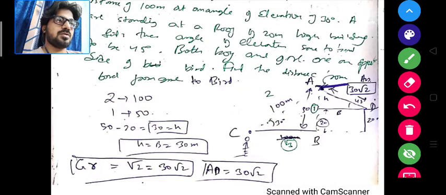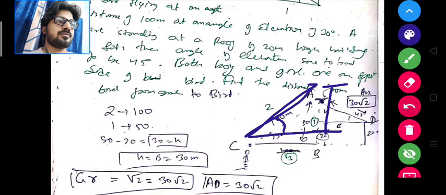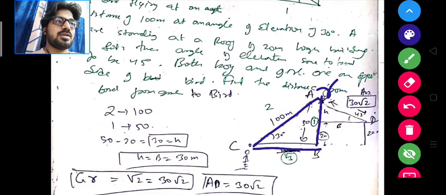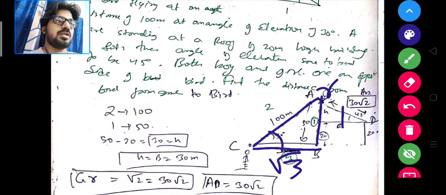This height is 50 meter, and this is 100 meter. So from the 30 degree angle, one triangle is of 30 degree. If you look at this triangle, the angle of elevation of the bird from the boy's eye is making 30 degree, and you know the ratio for 30 degree is 1 by root 3.